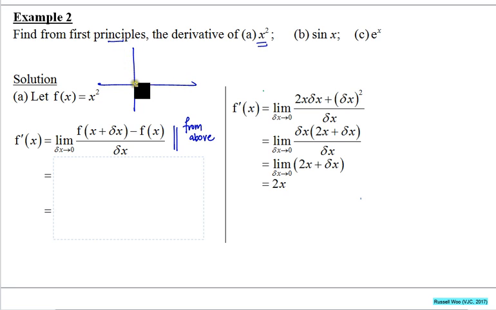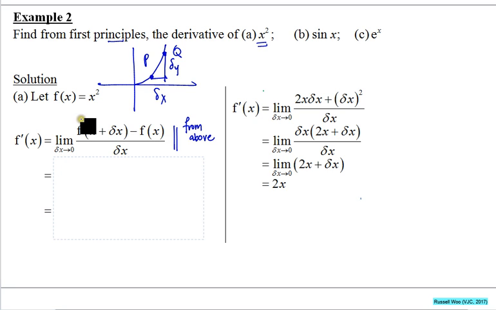You have an x squared curve. Correct? You have a P. You have Q. This is delta y, this is delta x. As Q gets closer and closer to P, your delta y divided by delta x is your gradient at P. Okay? Make sense? So, from above is this.